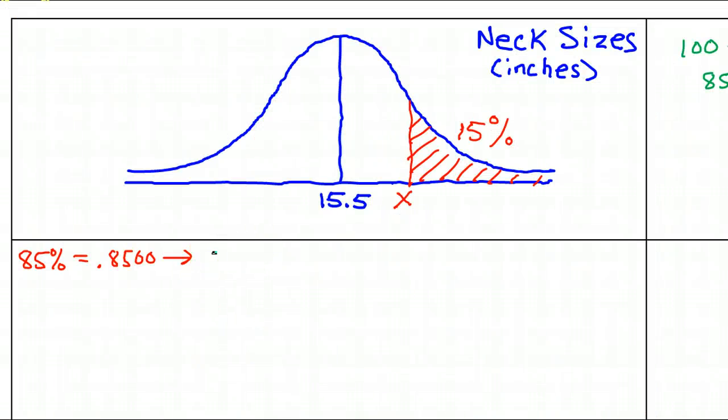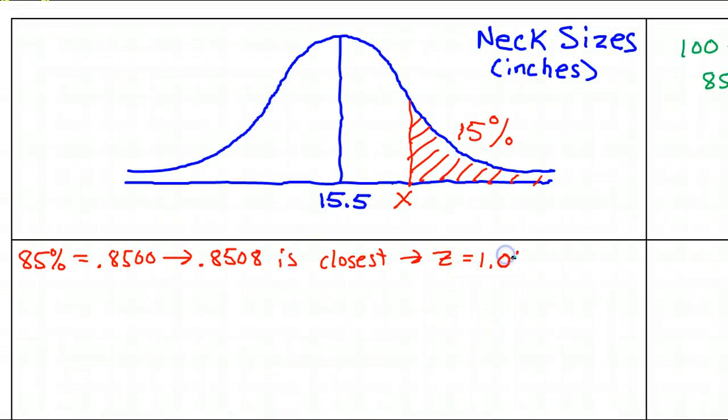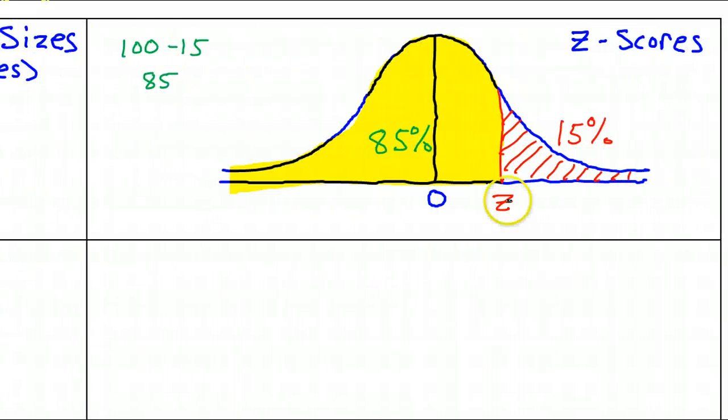Wait, I forgot to write this down. 0.8508 is closest. You have to write all this down. That is closest, which is giving us a z-score of, what was it, 1.0, I forgot, 1.04. Okay, so that is great. Let's go ahead and put that in the picture. So we have a z-score of 1.04.